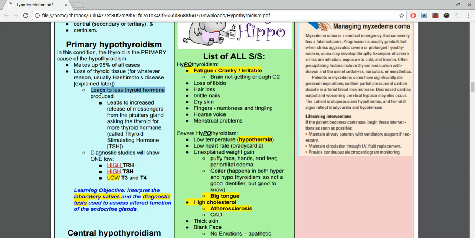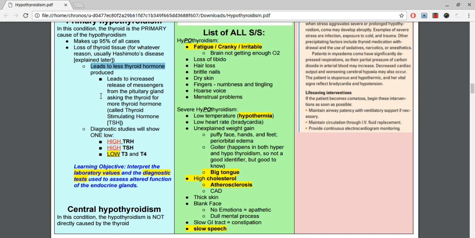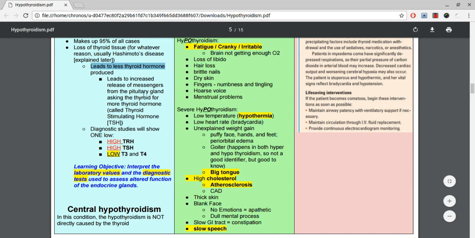It leads to less thyroid hormone being produced, and it leads to increased release of the messengers from the pituitary gland asking the thyroid for more thyroid hormone, which is called thyroid stimulating hormone. And you should pay attention to this because there's a learning objective that says that you should know how to interpret the lab values and the diagnostic test used to assess altered function of the endocrine glands. Okay, so really pay attention to this.